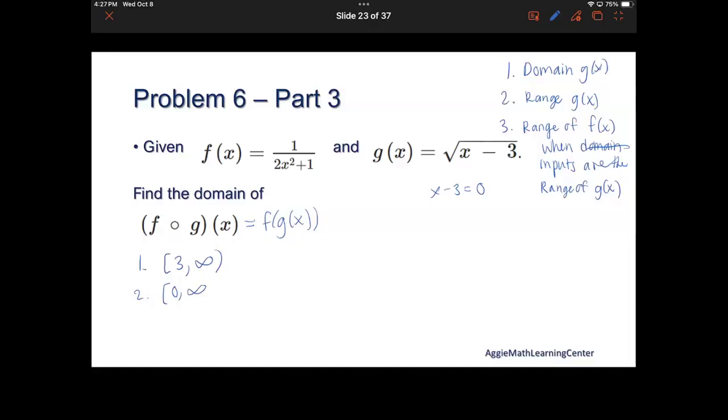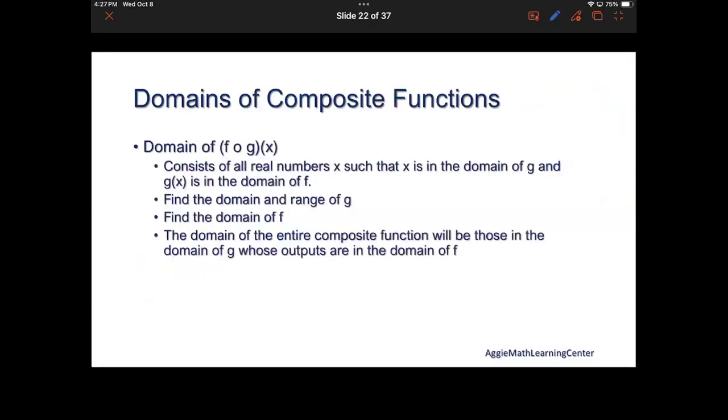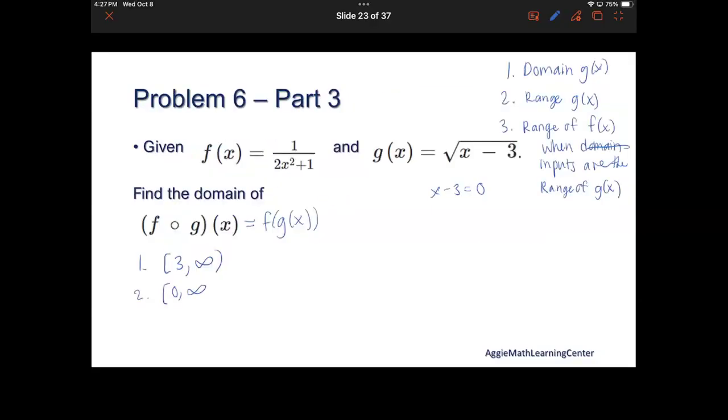Okay. And then we're going to want to look at, nope, we didn't do that yet. Okay. We're going to want to look at the equation for f composed of g to find number 3. So I'm going to write that down real fast.